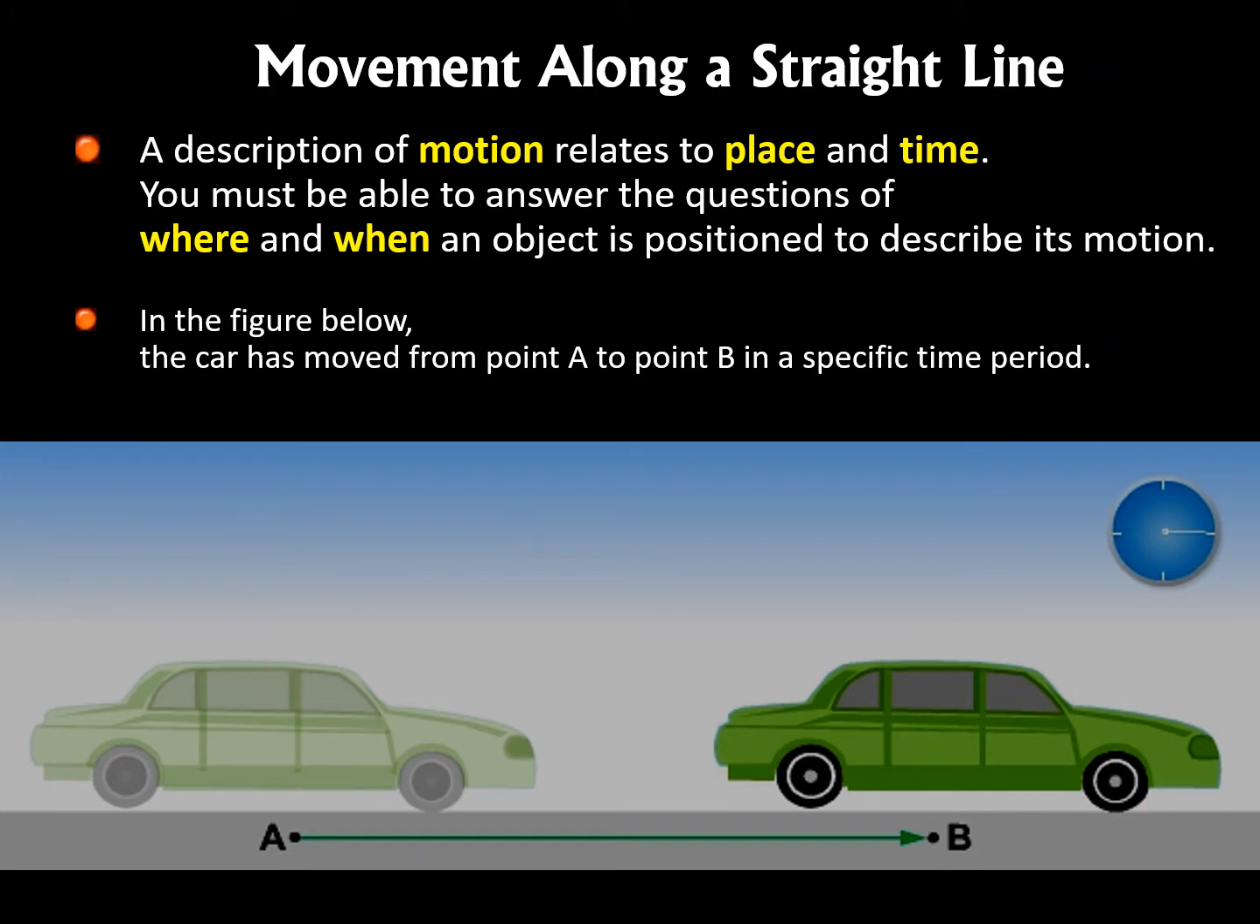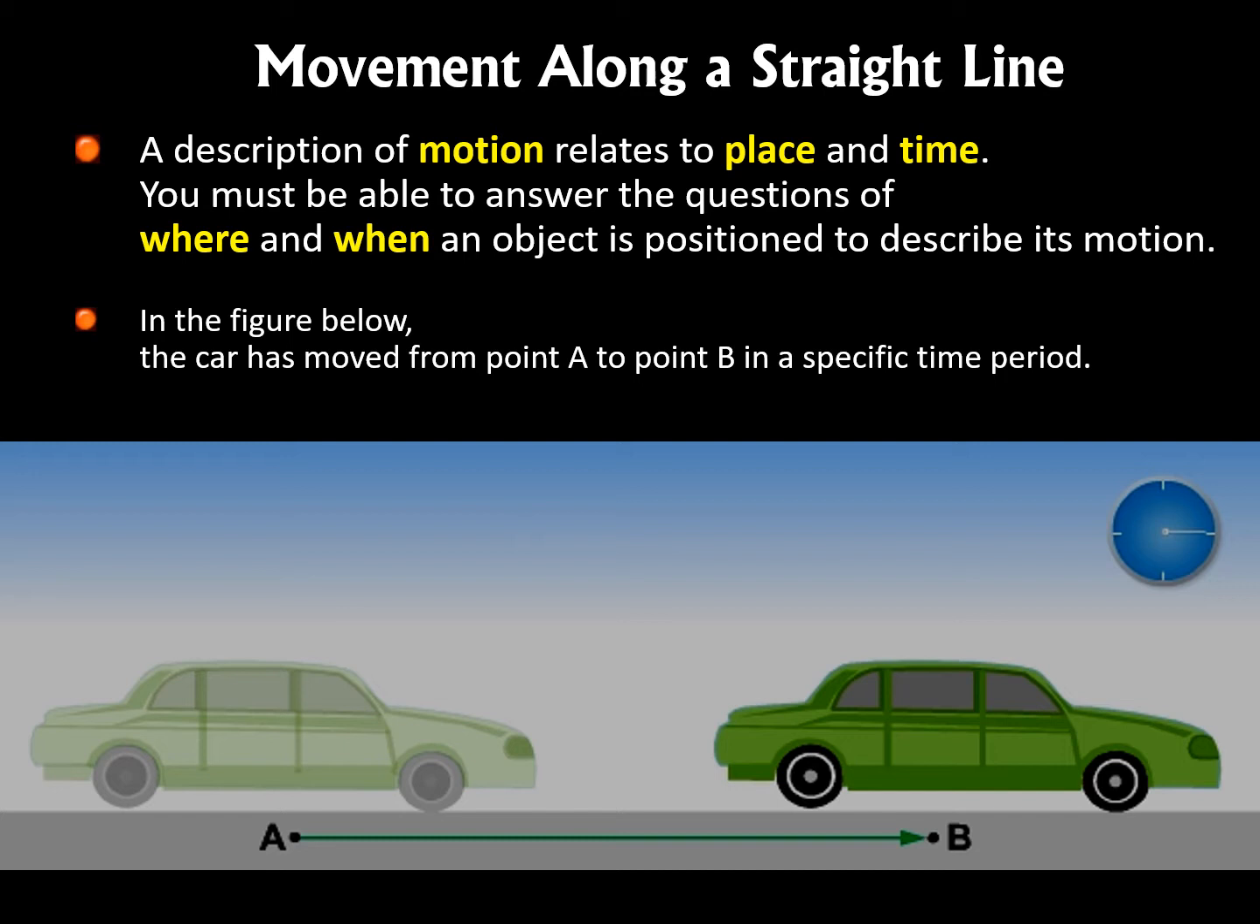Even the simplest form of motion, movement along a straight line, or what we call linear motion, has a few requirements. A description of motion relates to place and time. Okay, we also call that space-time. So you must be able to answer the questions of where and when an object is positioned to describe its motion. You need to know when it was in various positions.